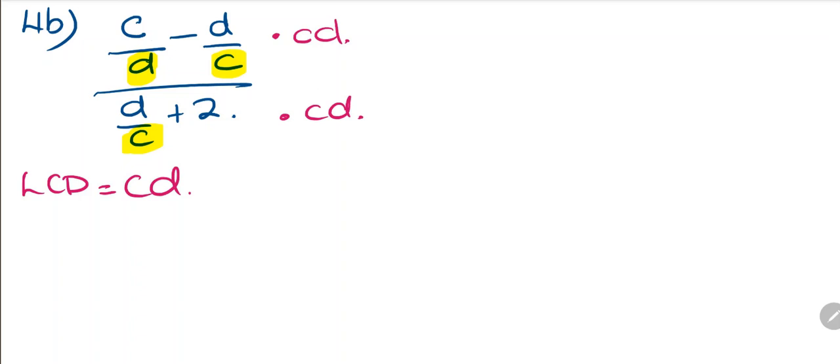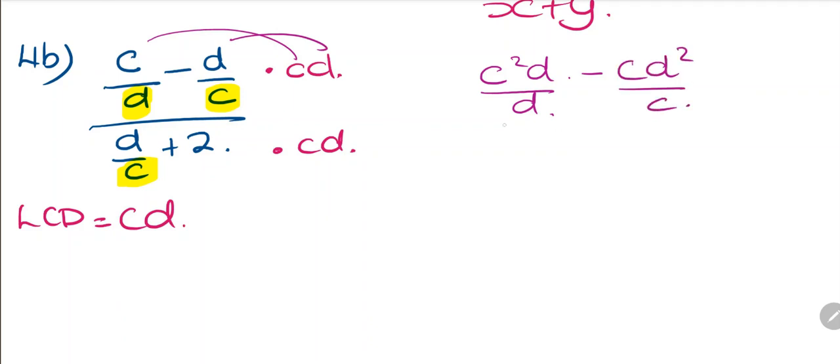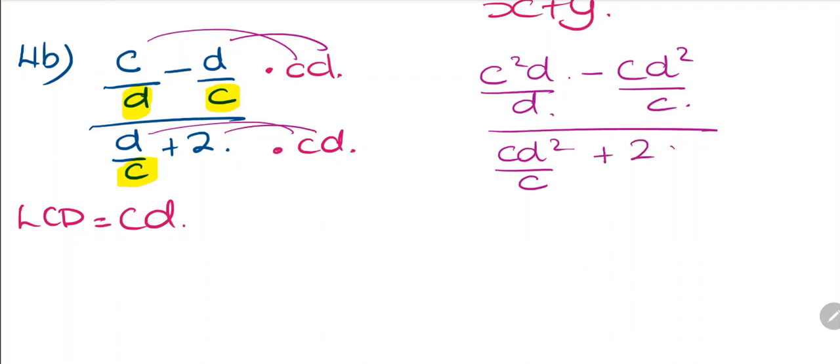So we'll have C multiplied by CD, so C times CD, so this is going to be C squared D over D. And then we're going to multiply this, so we'll have minus CD squared over C. And this is all over, so remember D, so we'll have CD squared over C, and then plus 2CD. Now we're looking at simplifying.